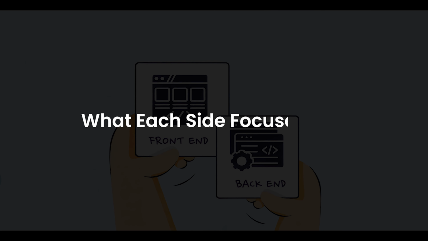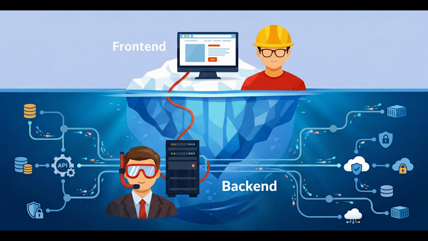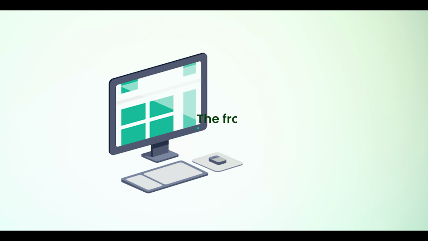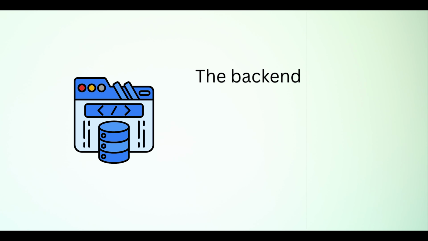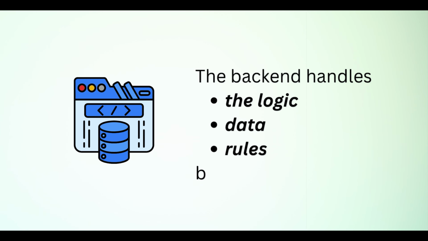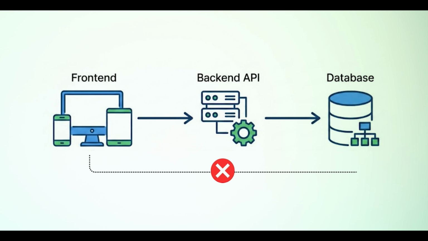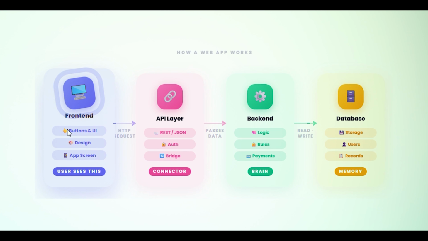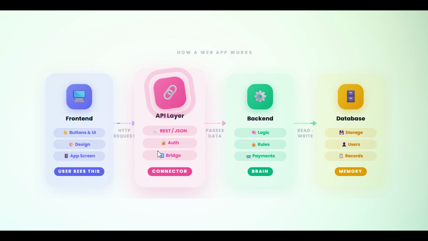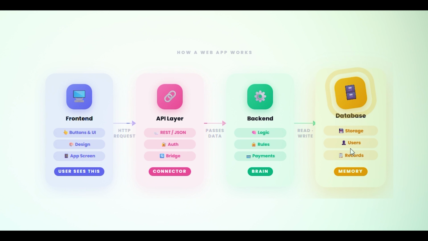What each side focuses on. The front end and back end have different responsibilities. The front end handles what users see and interact with. The back end handles the logic, data, and rules behind the scenes. The front end never talks directly to the database. It always goes through the back end using APIs. This separation keeps applications secure, scalable, and easier to maintain.